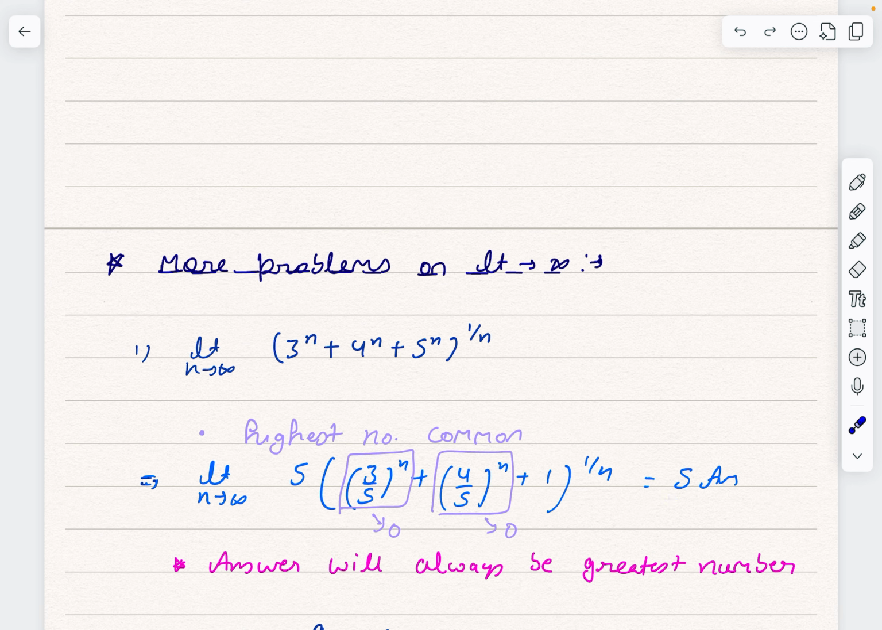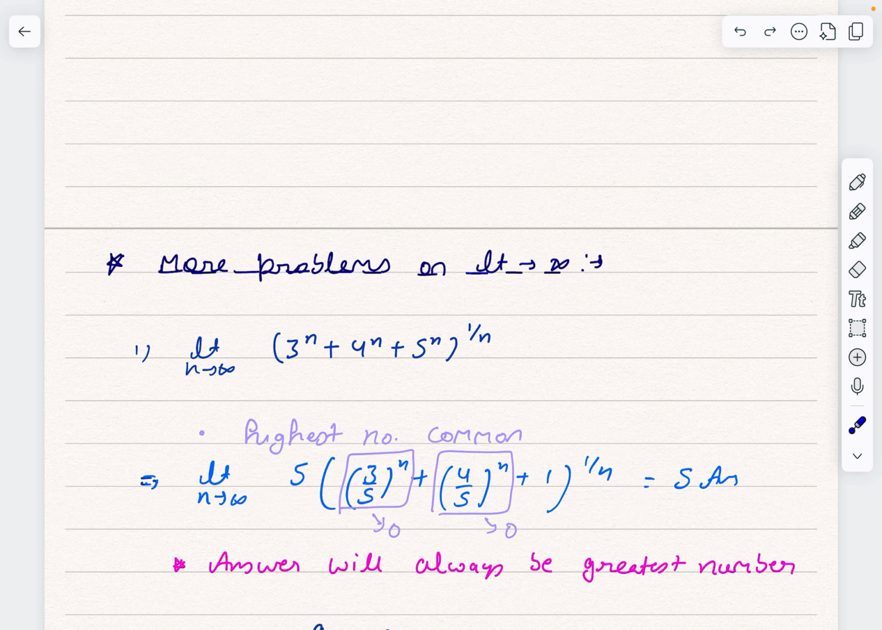See, the highest number you take common out. So 5 power n I'll take outside. Right now you will see it will be infinity power 0 form. If you put n as infinity, you get infinity, infinity, infinity. So it is infinity power 0 form. So what we do is just take the highest number common out. So 5 power n will be taken outside the bracket. When you take 5 power n out of the power 1 by n, you get 5 only. Here you get 3 by 5 power n, here you get 4 by 5 power n, plus 1.